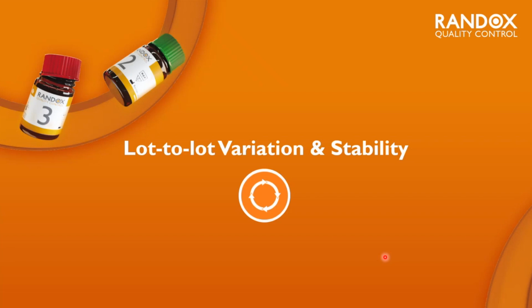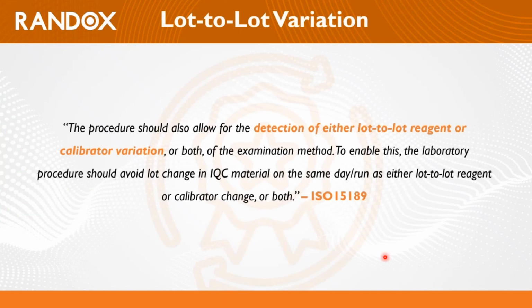Then let's look at lot-to-lot variation and stability. Now, ISO says that the IQC procedure should allow for the detection of either lot-to-lot reagent or calibrator variation. To enable this, ISO also gives you a guideline: the lab procedure should avoid lot changes in IQC material on the same day or on the same run as either a lot-to-lot reagent or calibrator change.